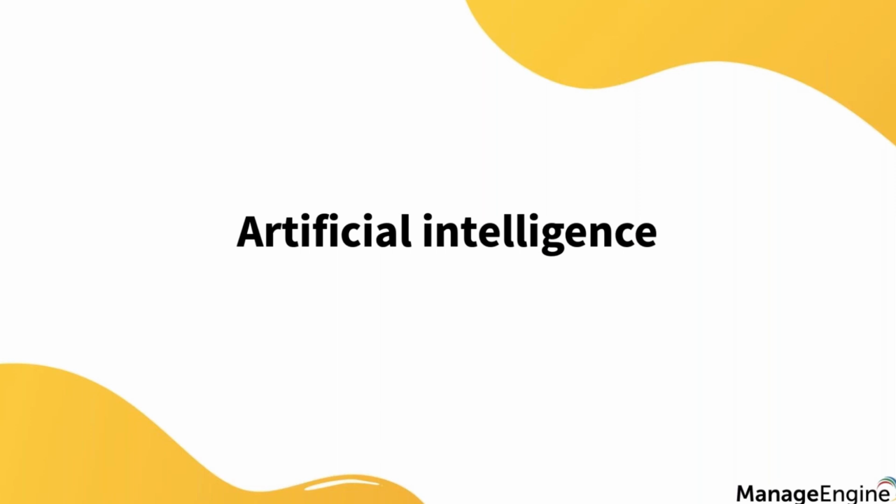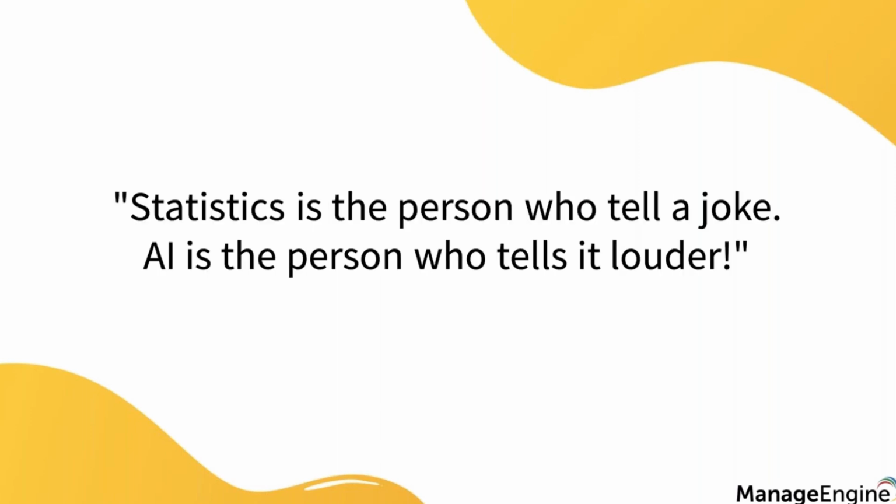But still, there is a lot of hype around artificial intelligence. Let us see how that goes. Artificial intelligence has been known to the world in the name of statistics for so long. Statistics is the person who tells a joke, and AI is the person who's going to tell it louder. So this is a standard thing about AI, where the kind of recent attention it is getting these days is because of two things. One is we have been able to generate a lot of data points in the recent past, and we have also been improving our computing capabilities to process all of these data points. So that is why the term artificial intelligence is getting a lot of hype.